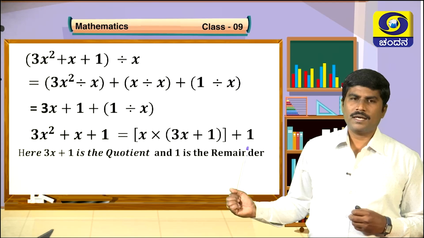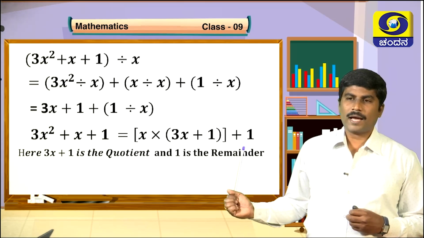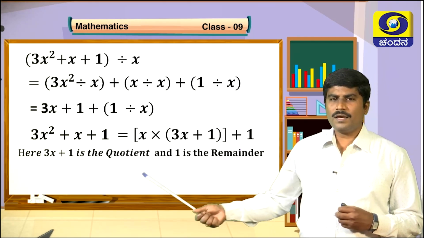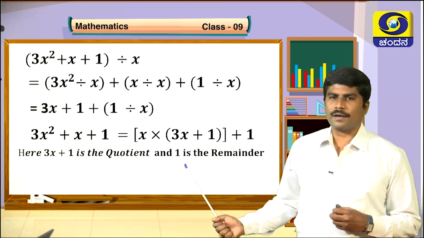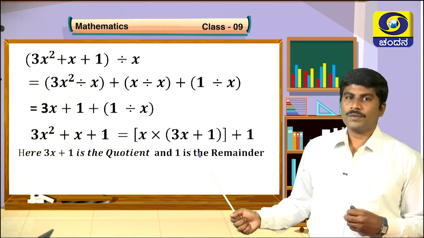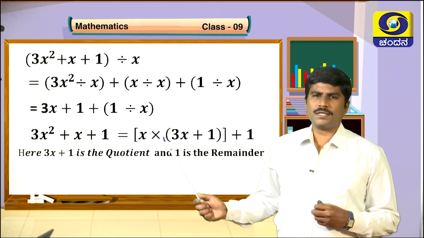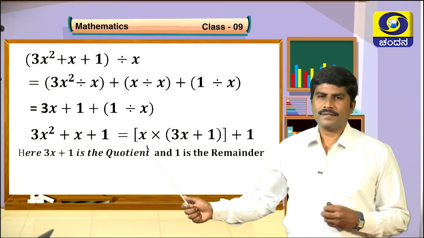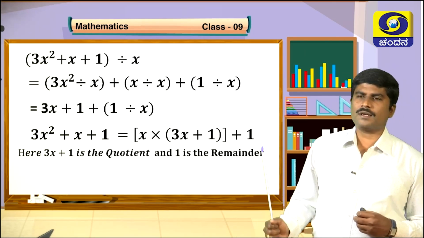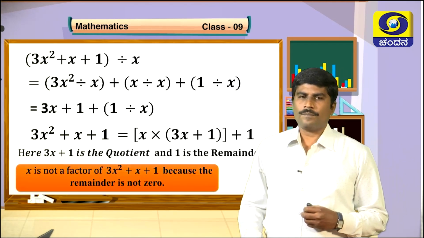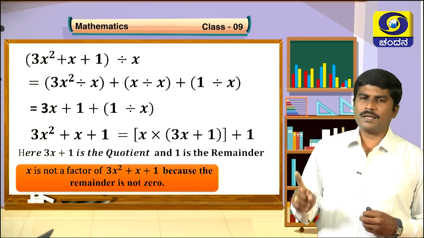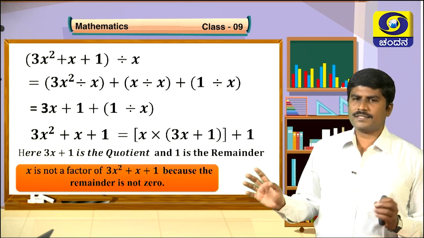That means it is not divisible; you will not get the remainder as 0. Here 3x plus 1 is the quotient and 1 is the remainder. So this is the dividend. Which is the divisor? x is the divisor. Which is the quotient? 3x plus 1. Which is the remainder? 1 is the remainder. Now x is not a factor of 3x square plus x plus 1 because the remainder is not 0.